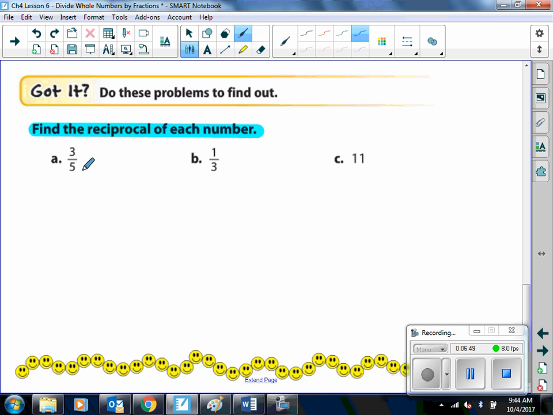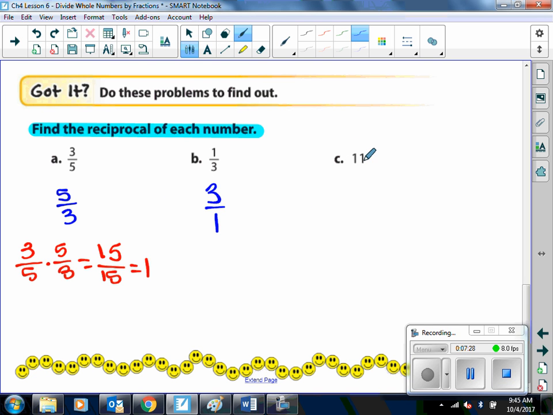So here, the reciprocal of 3/5, all we have to do is flip it. The reciprocal is 5 over 3. Very good. And just to verify, if I have 3/5 times 5 over 3, that's going to give me 15 over 15, which is equal to 1. Does everybody understand how you can verify that you have the right reciprocal? Okay?